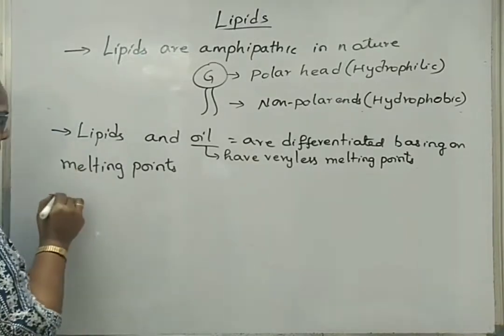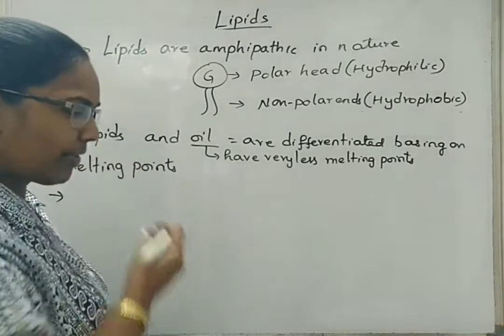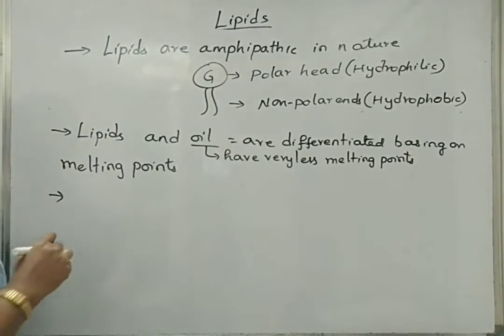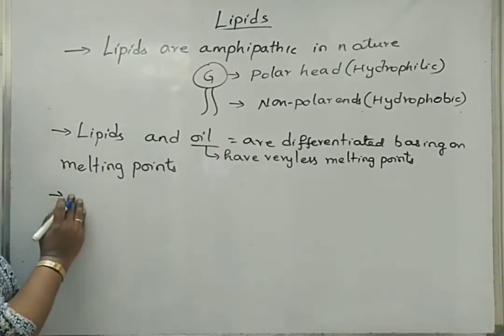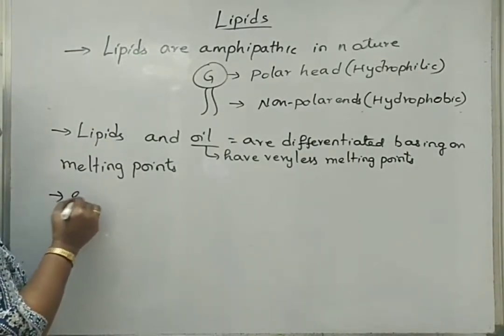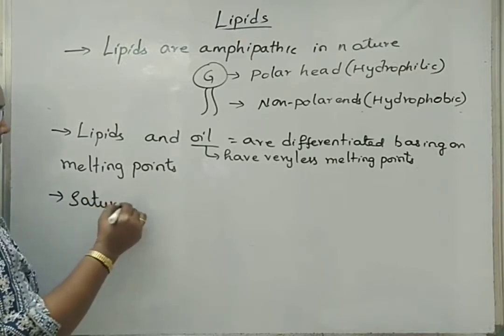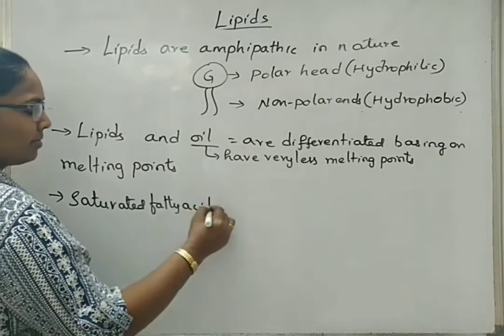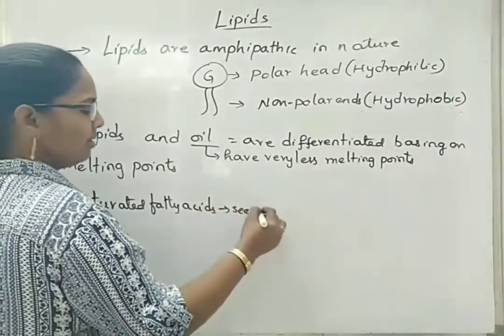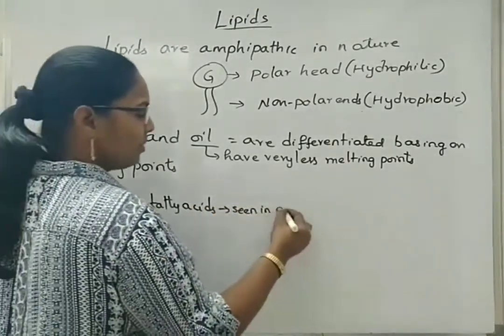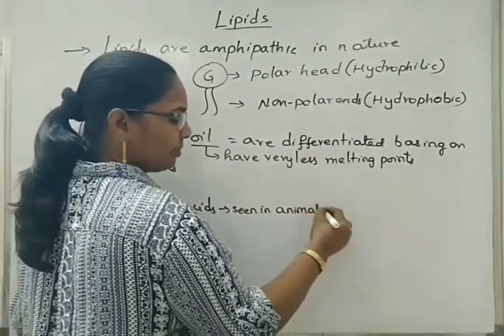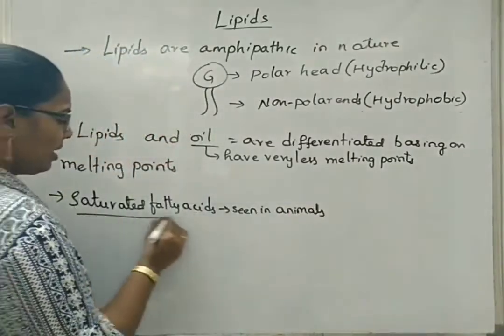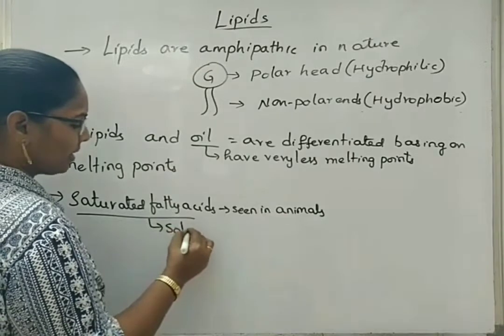We will also see one more point regarding saturated and unsaturated fatty acids. Some uses. So, saturated fatty acids are seen in animals. Next, they are solid at room temperature.